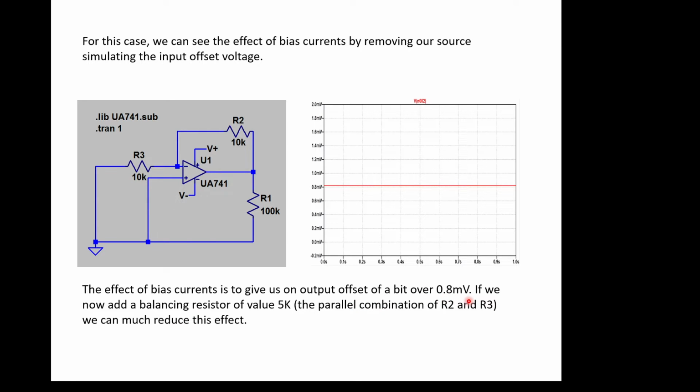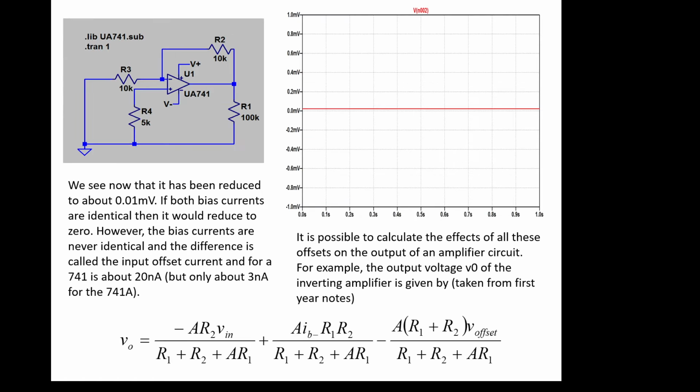If we now add a balancing resistor of what value? 5K, which is the parallel combination of this one and this one, and we put the resistor here, that allows us to balance this, and it's a very common way of doing that. So if we model this system now with a balancing resistor in place, you can see the offset is now down to very close to 0.